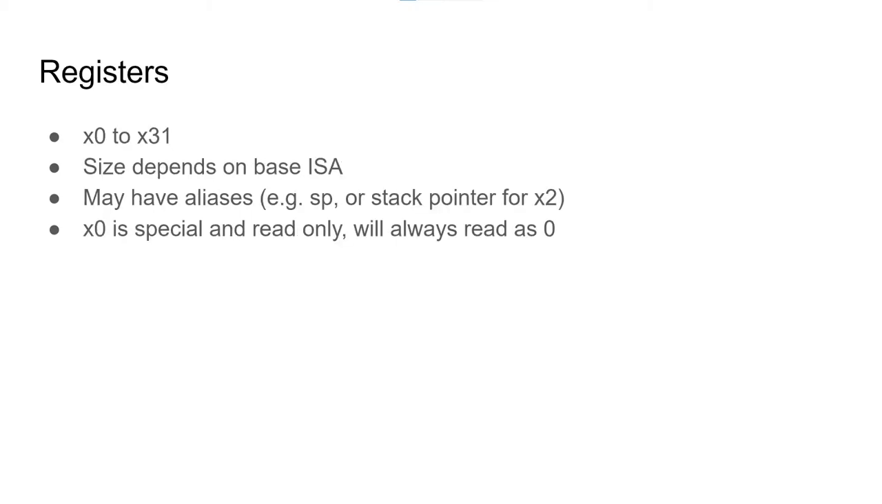Now, these registers are named from X0 to X31, and their length, again, depends on the XLEN of the base instruction set. These don't have to be referred to by these names. They can have aliases. So, for example, the specification recommends that X2 is used as a stack pointer, and so therefore that has the alias SP. The X0 register is special. It's read-only, so you can't write to it, and it will always read 0. So this has the alias zero, Z-E-R-O.